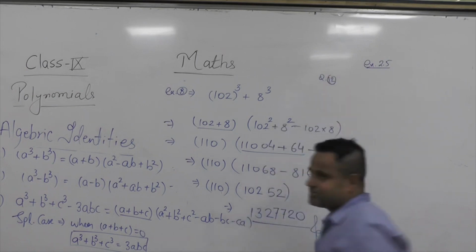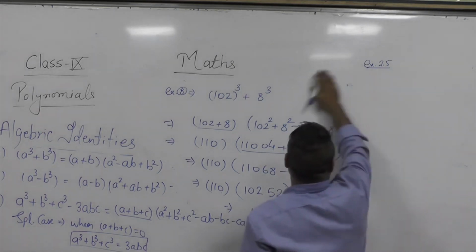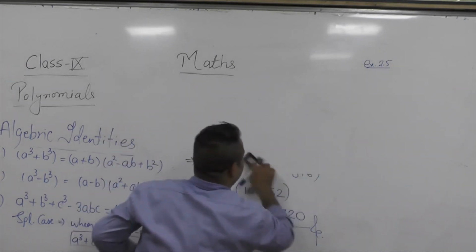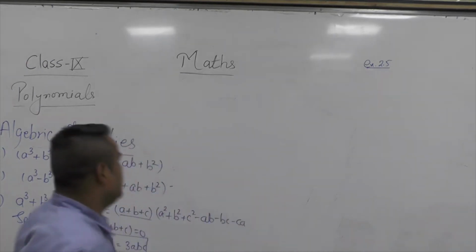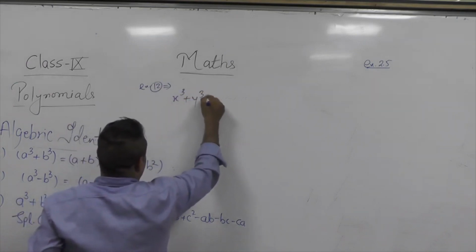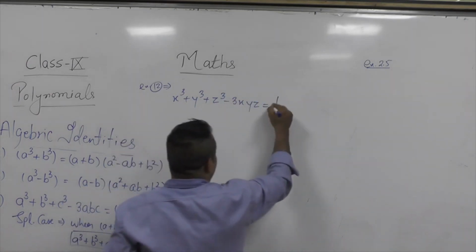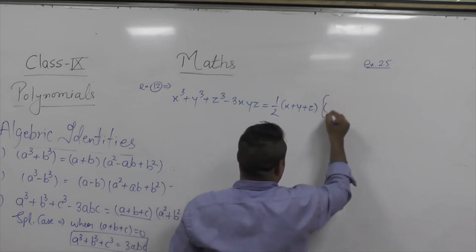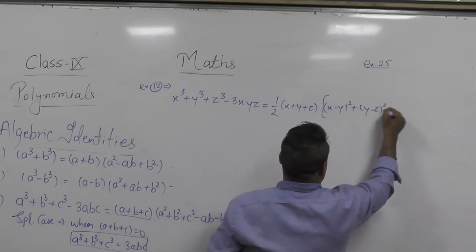Question number 12 says we have to verify that x cube plus y cube plus z cube minus 3xyz is equal to half of x plus y plus z, and in bracket, x minus y whole square plus y minus z whole square plus z minus x whole square. Let me rub it because it is a very long question and needs more space, so I need a broader area.